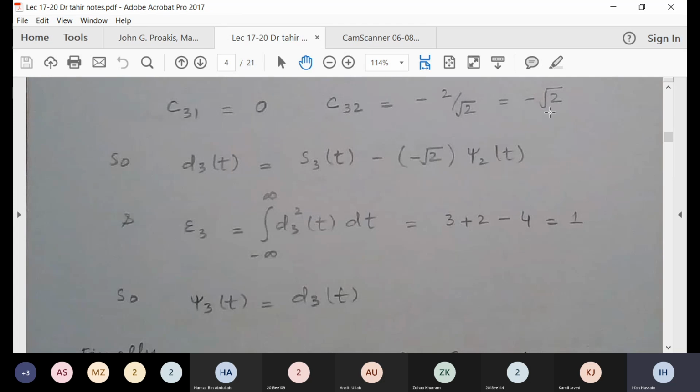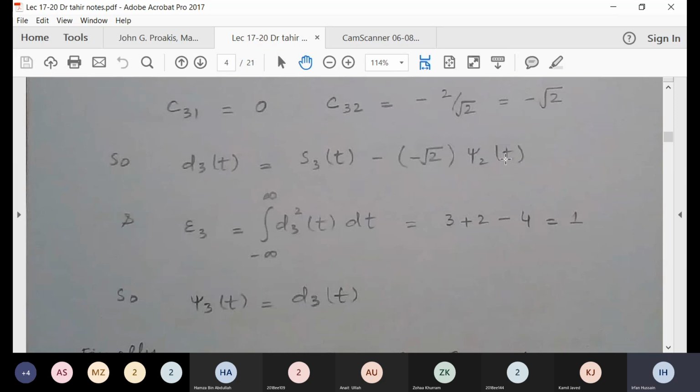So you need to subtract. C31 is 0, so you just need to subtract C32 times psi2 from S3. Subtracting this from this becomes plus, so D3 is equal to S3 plus under root 2 into psi2.